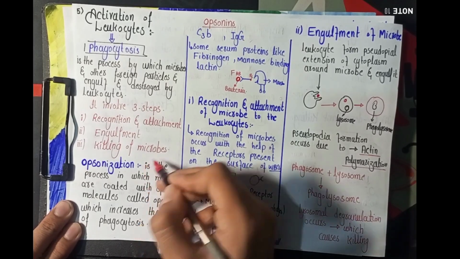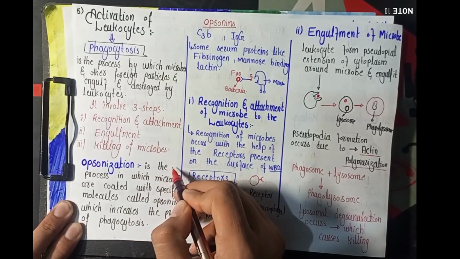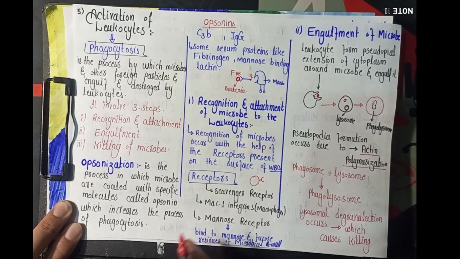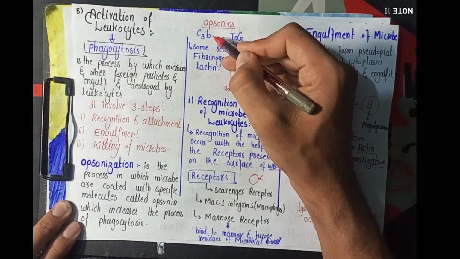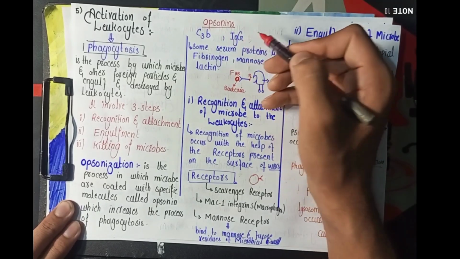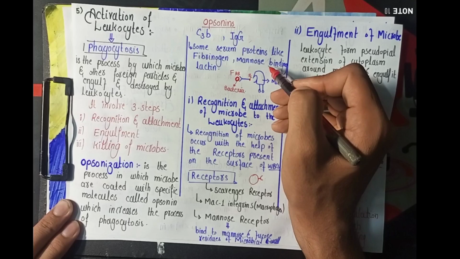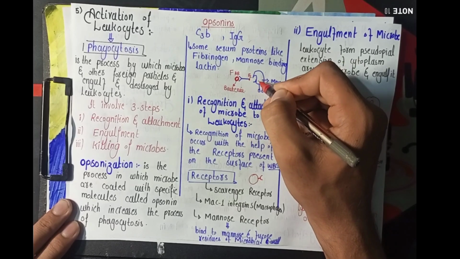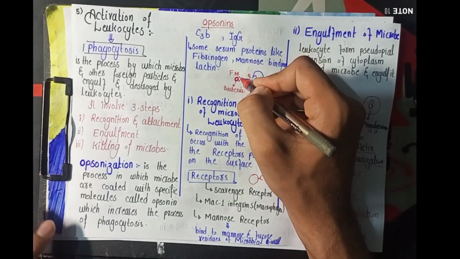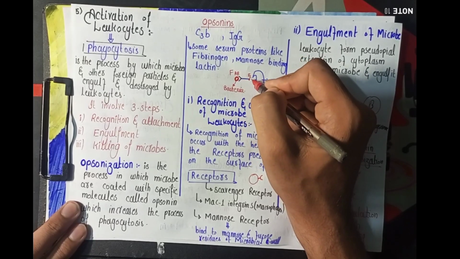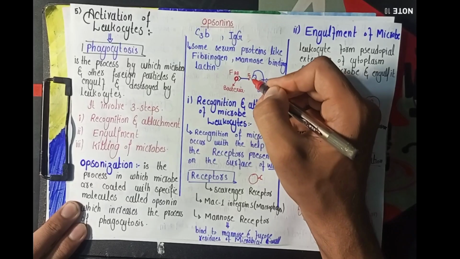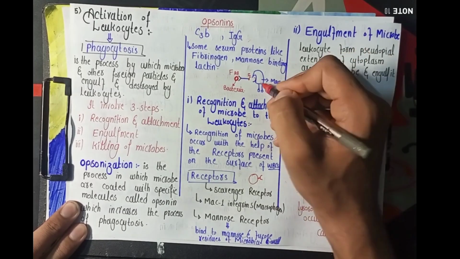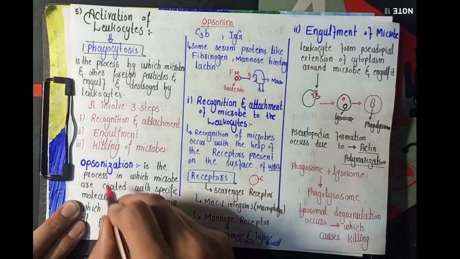Now let us talk about opsonization. Opsonization is like adding jam on bread and making it more tasty. It is the process by which microbes are coated with certain specific molecules called opsonins, and these opsonins increase the process of phagocytosis. The opsonins include the C3b molecule, which is a component of the complement protein, IgG antibodies, some serum proteins like fibrinogen, and mannose binding lectins. Let us suppose we have a macrophage and this is a bacterium. The macrophage may phagocytose the bacteria, but when the bacteria is coated with IgG antibody, which is an opsonin molecule, then the receptor for this antibody is present on the macrophage, and its phagocytosis increases. So when the bacteria is coated with the antibody, it is rapidly phagocytosed by the macrophage, and this process of increased phagocytosis is known as opsonization.